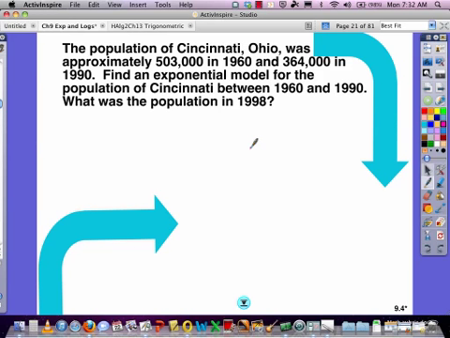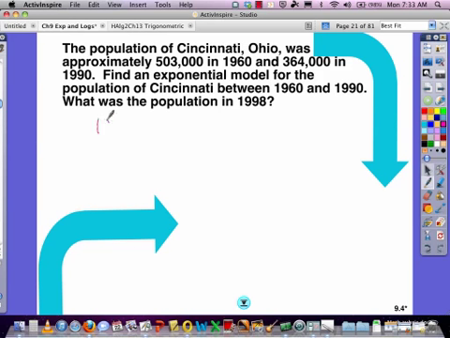So back to the problem. Population of Cincinnati, Ohio is given for the year 1960, and its population for 1990. It says find the exponential model for this population between these years, and then it says also what would be the population in 1998. So again, sort out your information.